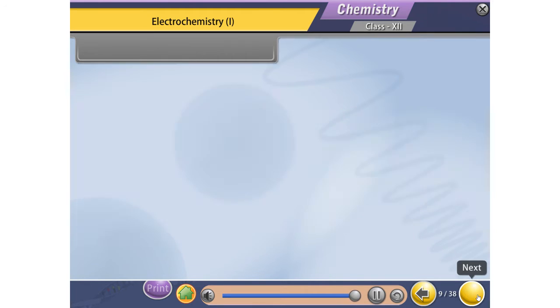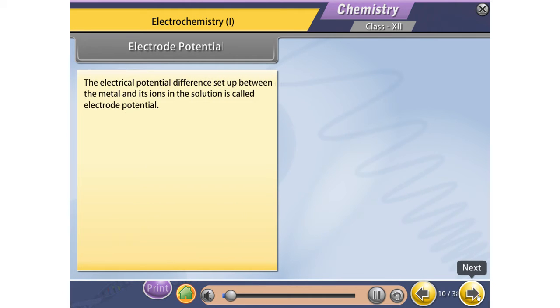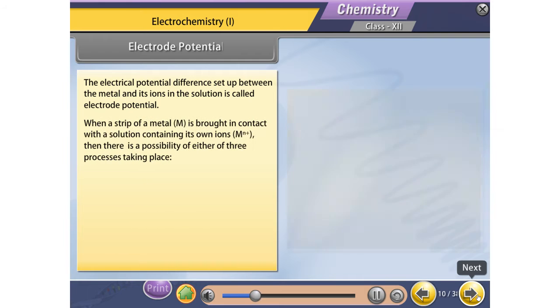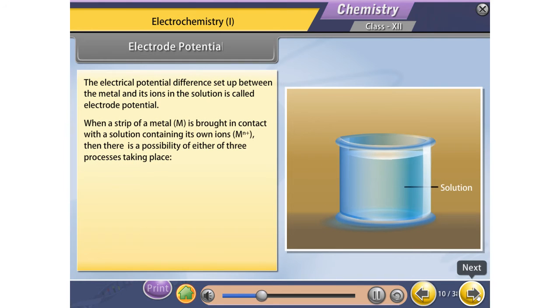Electrode potential. The electrical potential difference set up between the metal and its ions in the solution is called electrode potential. When a strip of metal is brought in contact with a solution containing its own ions, then there is a possibility of any of three processes taking place.